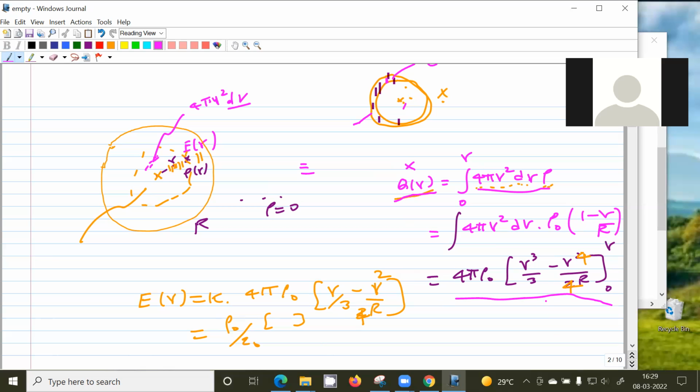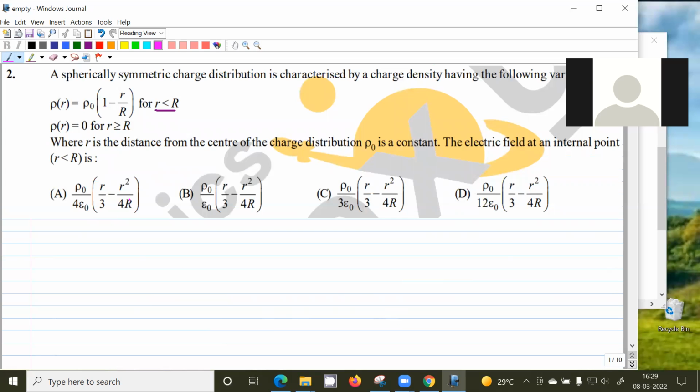So this divided by r square. So r cube will become r, and r raised to the power 4 will become r square. Here k is 1 by 4 pi epsilon naught, so 4 pi will cancel, and it will become rho naught by epsilon naught into r by 3 minus r square by 4R. So rho by epsilon naught times this is the correct answer.